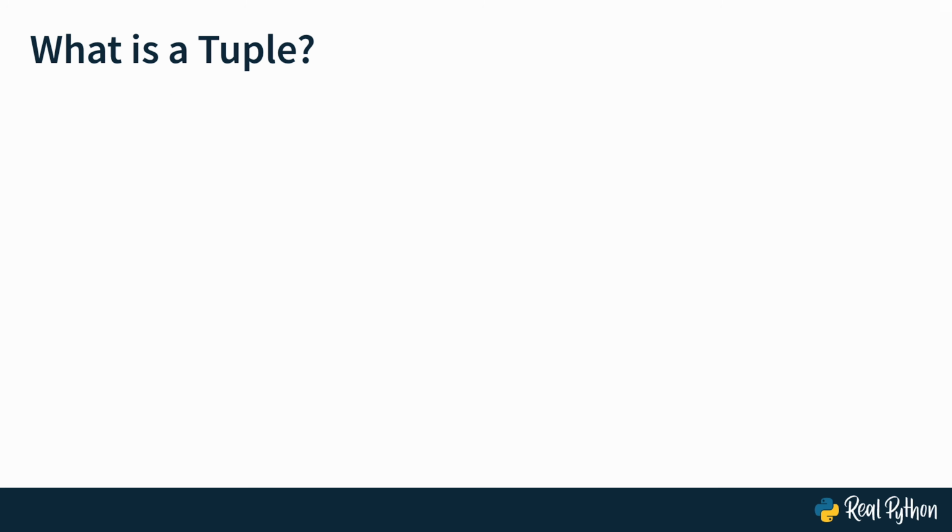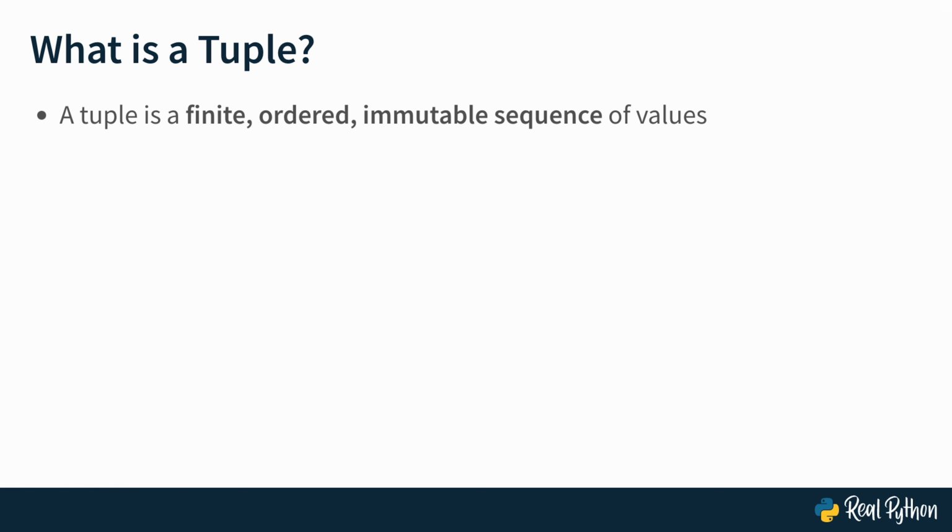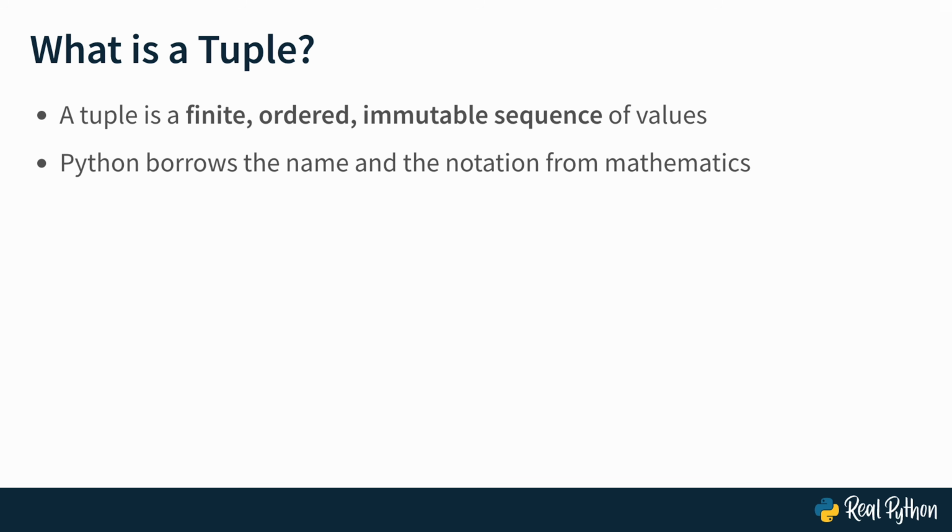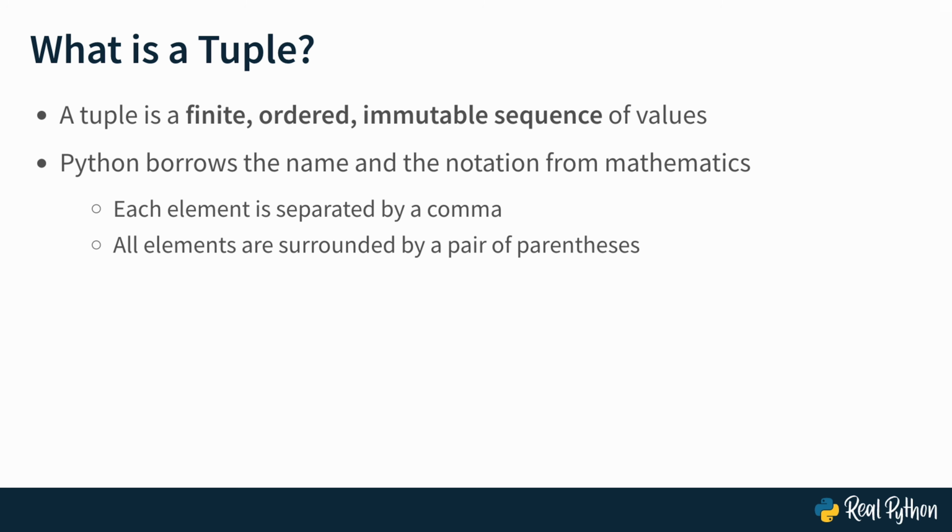Now, what is that thing in Python? What is a tuple? A tuple is a finite, ordered, immutable sequence of values. That's a mouthful. It gets worse. Python borrows the name and the notation from mathematics, which means, per definition, each element is separated by a comma inside a tuple, and all the elements are surrounded by a single pair of parentheses. This is a tuple that contains three elements. In Python, that would be three integers, 1, 2, and 3.